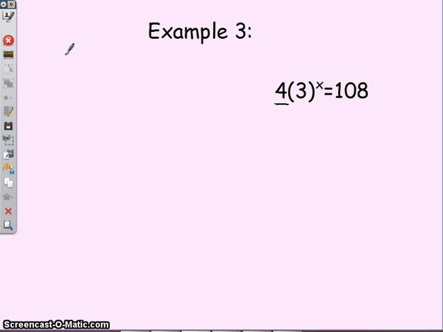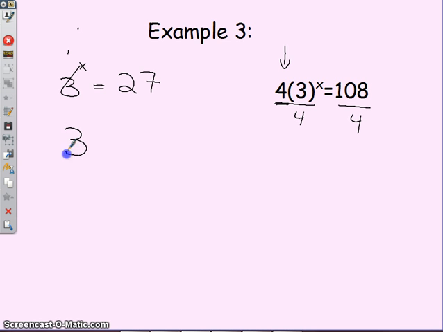My thinking is I want to get rid of this 4. This 4 is connected to the 3 raised to the x power through multiplication. In order to get rid of it, then I'm going to have to divide. So in order to do it, let's divide both sides by 4. And what we're going to get is 3 to the x equals 27. Once we get this scenario, 3 to the x power equals 27, from this point it should be pretty easy for us. Bells should be going off in our head. Say, hey, 27, we know that one.